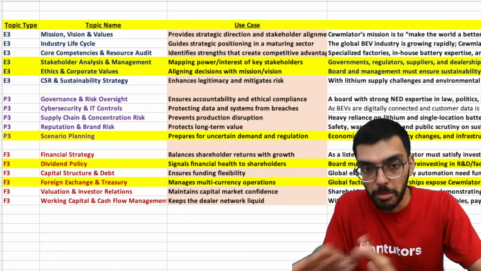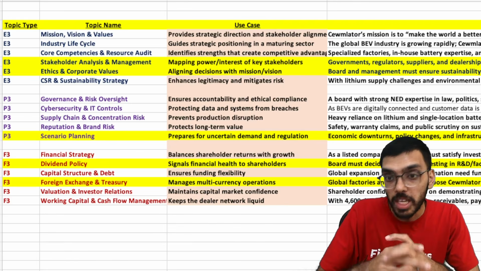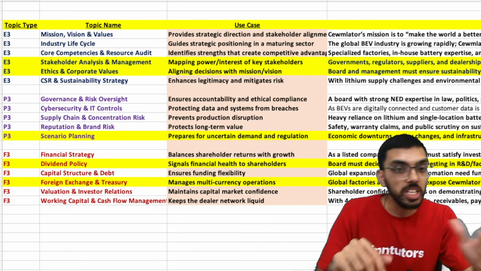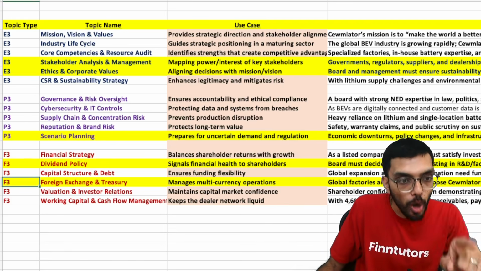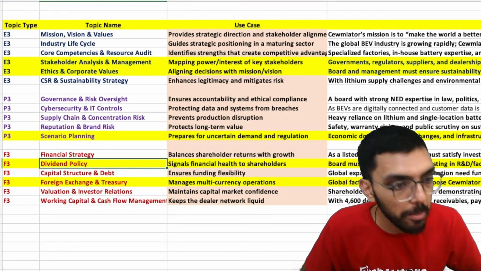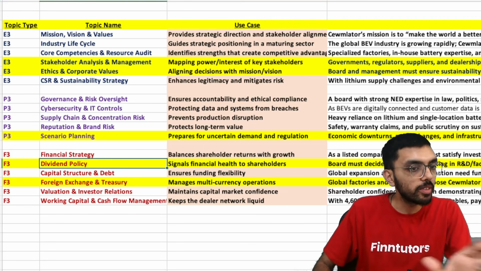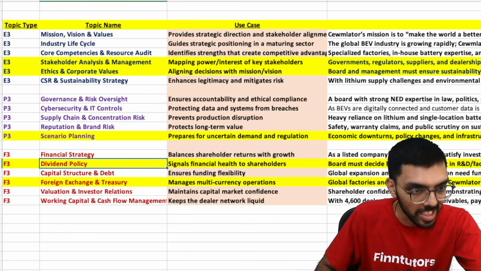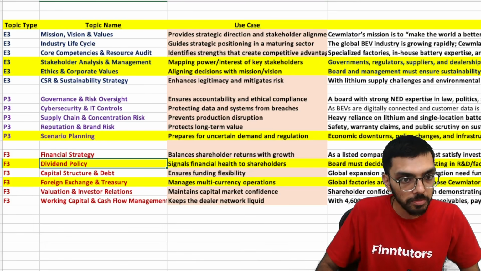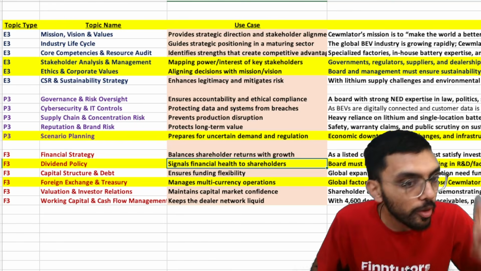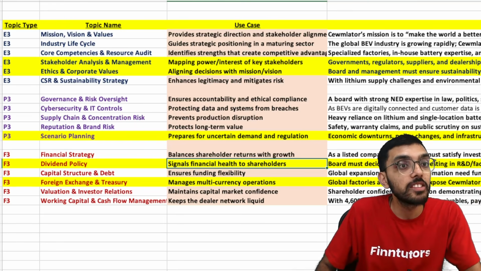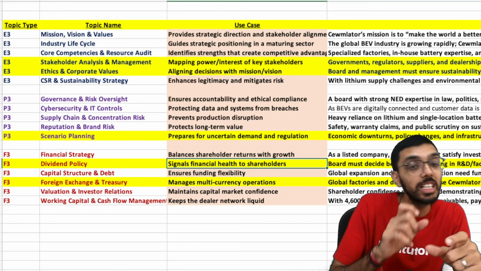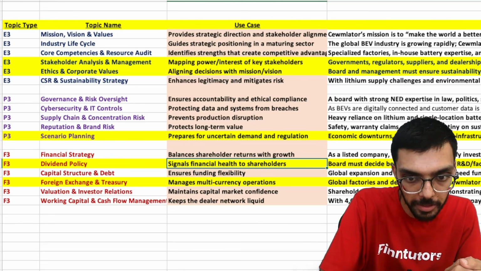Now, before I move on, in the last slide, we have been speaking about the dividend decision or the investment decision. So from my topic list, I want to just quickly point this out. You'll see that the dividend policy has been highlighted as a key topic because it's highlighted in yellow. So what does the dividend policy do? From F3, it signals the financial health to shareholders. Dividends have a signaling effect.